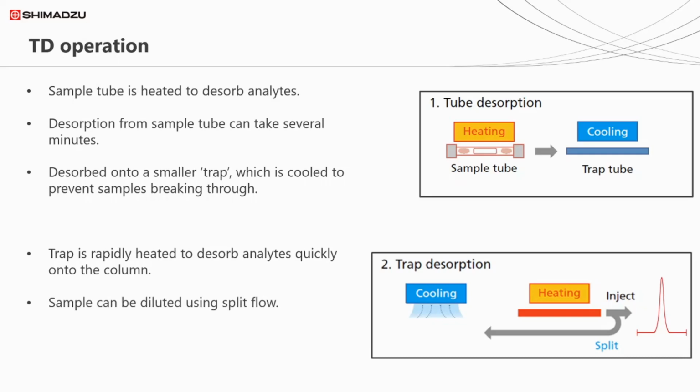At this point, the sample can be diluted to reduce column loading and to speed up transfer from the trap to the column for sharper peaks. Some TD systems offer the ability to recover the sample that's been split away, back onto a cool, clean sample tube, in case the sample needs to be reanalyzed.